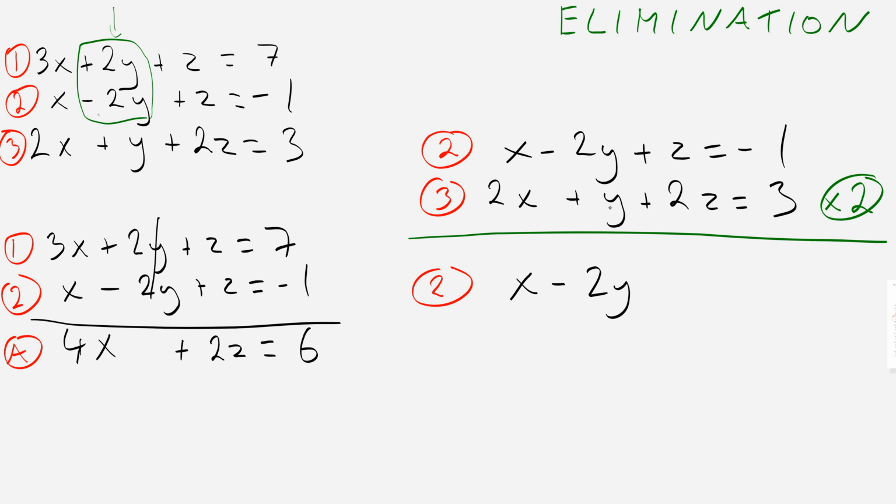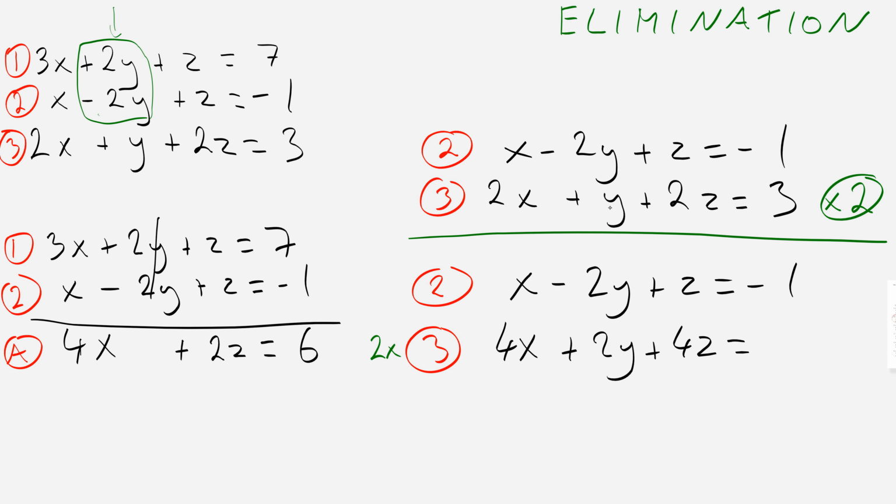So x minus 2y plus z is equal to minus 1. And equation 3, I'm multiplying equation 3 times 2. So if I want to put that as 2 times equation 3 technically, that's going to give me 4x plus 2y plus 4z is equal to 6. Then adding these two equations, x and 4x gives me 5x, and my minus 2y and my plus 2y eliminate each other. Z plus 4z is 5z, equal to minus 1 plus 6, which is 5.